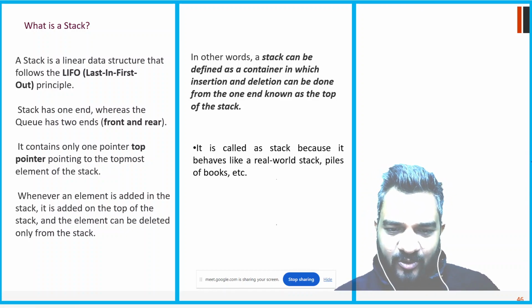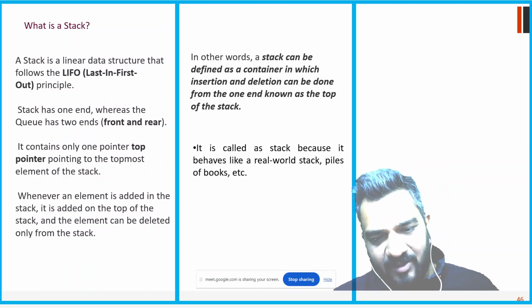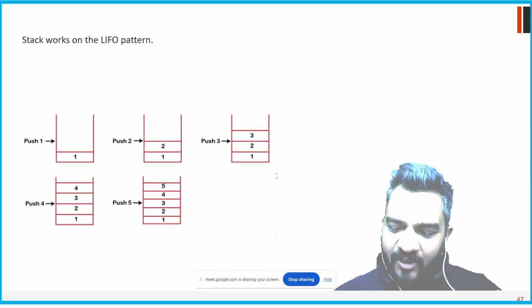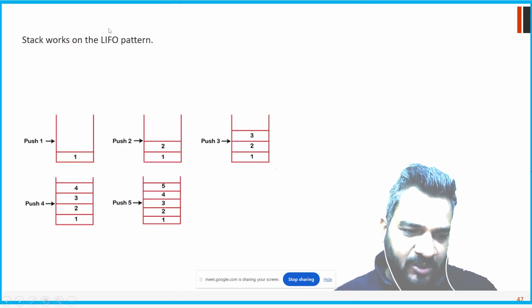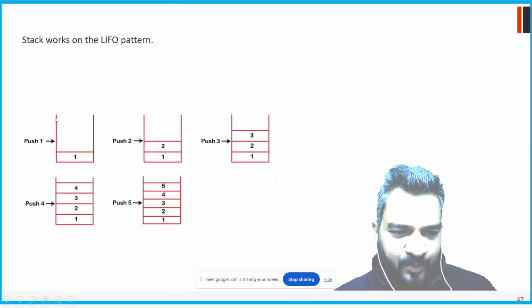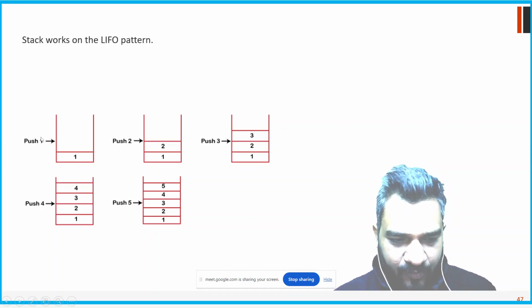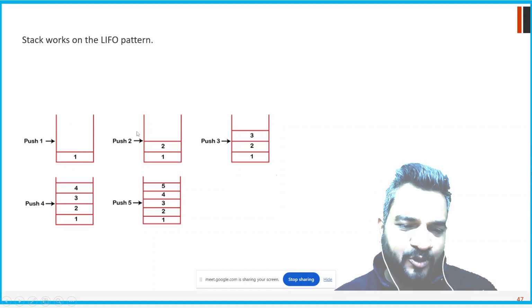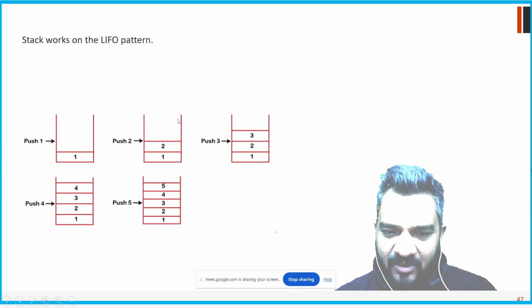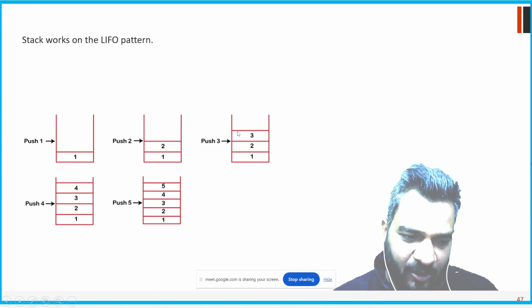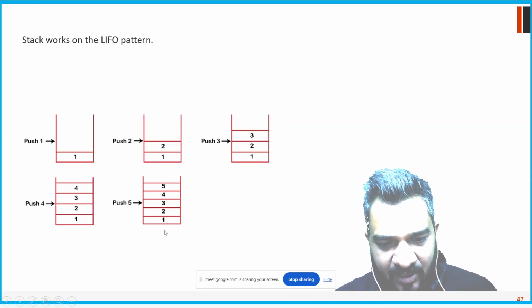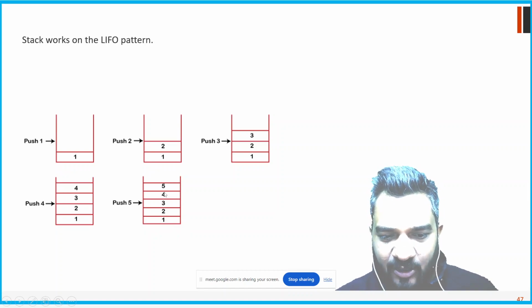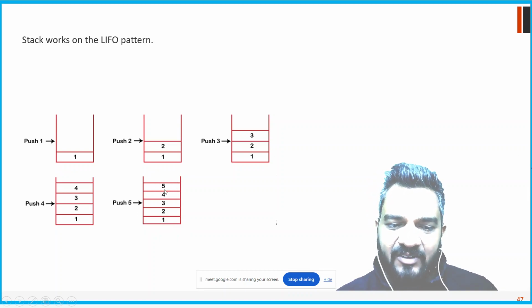Real world examples are again books and newspapers. So what kind of order does a stack follow? LIFO. If I push a number, the first number will go in here. If I push another number, it will go over here. Another number will go on the top only. So the first number that we entered is at the bottom, and at the top is the last number that we entered.